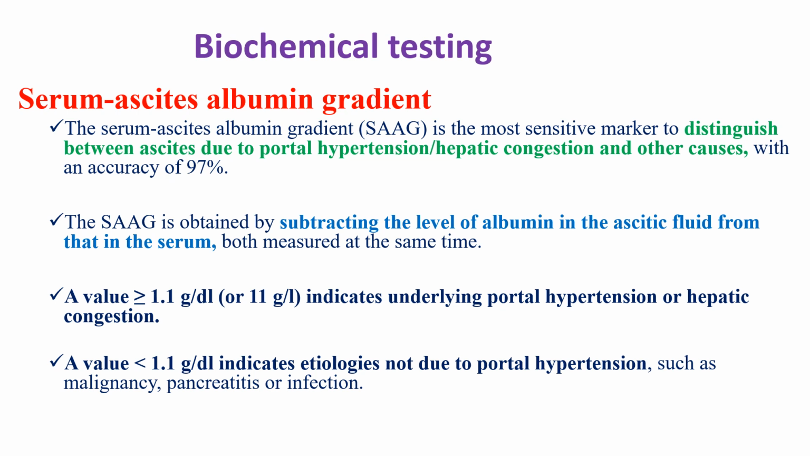The serum ascites albumin gradient is obtained by subtracting the level of albumin in the ascitic fluid from that in the serum. Both should be measured at the same time. A value greater than or equal to 1.1 gram per dl indicates underlying portal hypertension or hepatic congestion. A value less than 1.1 gram per dl indicates etiology not due to portal hypertension, such as malignancy, pancreatitis, or infection.